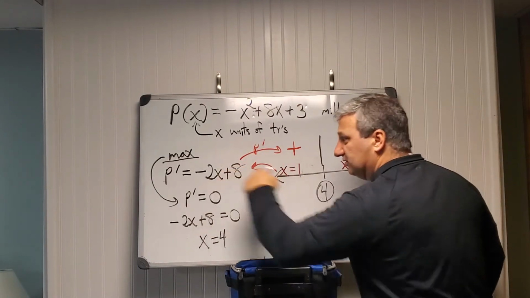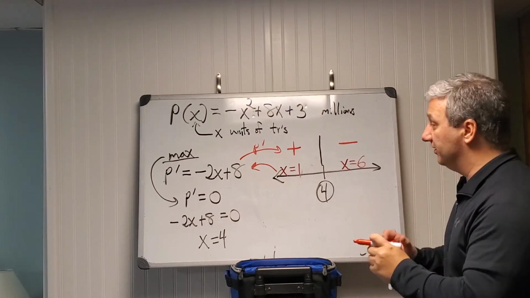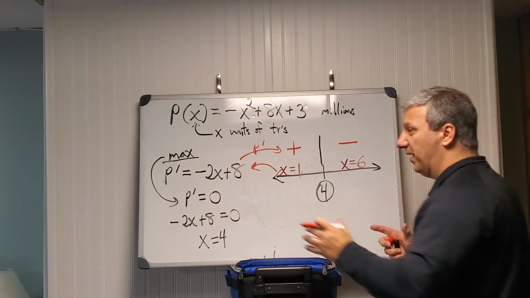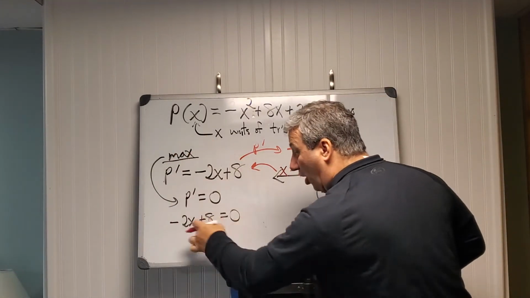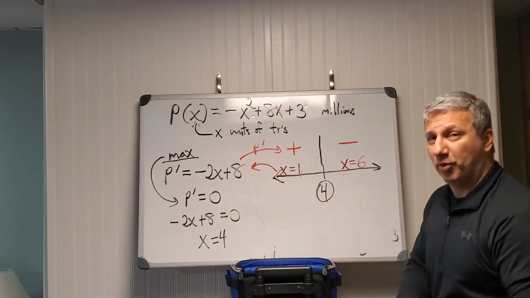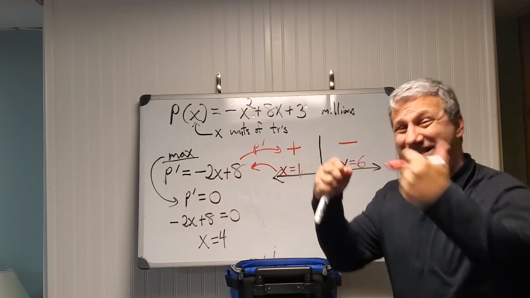Now let's plug in 6. I don't care what the number is. I care about the fact that it's negative. All right, why did I do this? Well, think about the math you did here. The only point where the derivative is 0, I solve for. There's only one point here. That's the only point where it can be 0. That means the other points have to be either positive or negative.